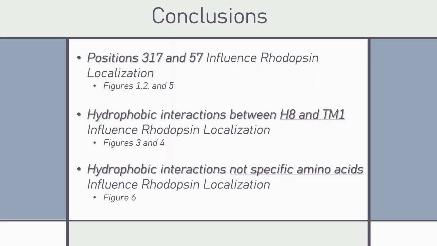Okay, so that was a lot, but what exactly is the takeaway here? First is that positions 317 and 57 both influence rhodopsin localization. Secondly, since these positions are interacting partners on H8 and TM1, the hydrophobic interactions between the helices also influence rhodopsin localization. Third, as long as a hydrophobic interaction exists between helices, rhodopsin will find a way to help us see the bigger picture, literally.